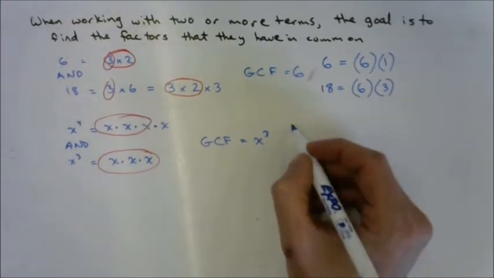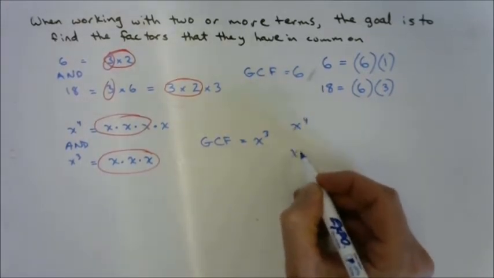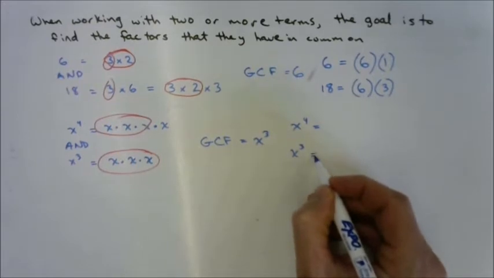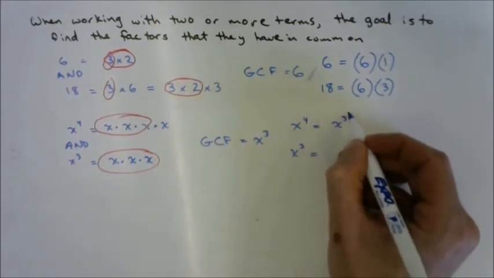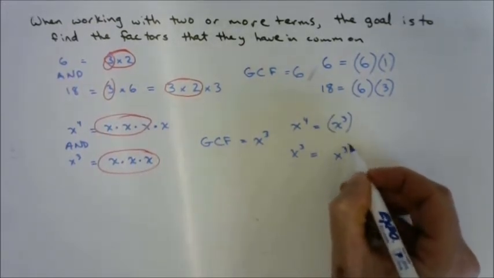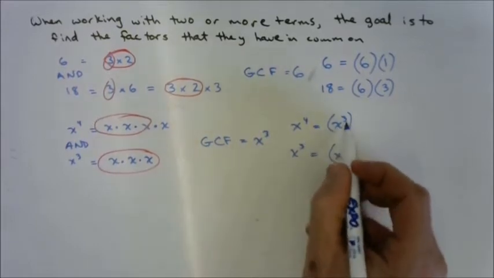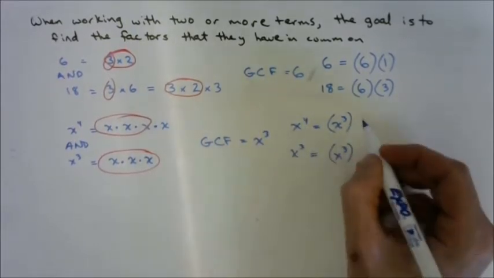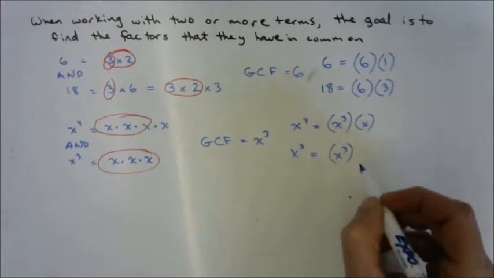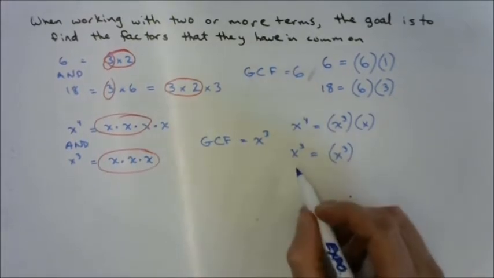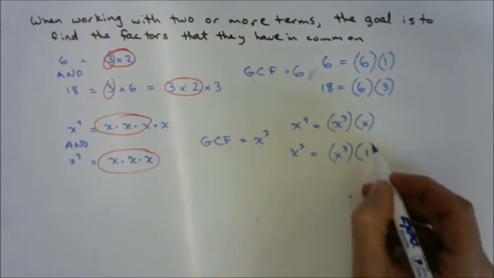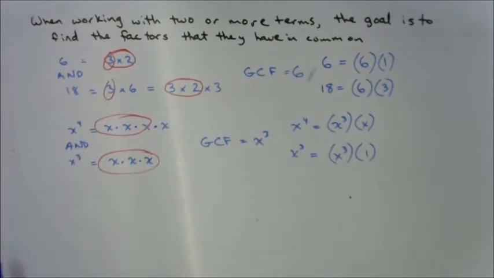Now let's take each of these terms and express them as a product of 2 factors where the first factor is the greatest common factor. What times x cubed is x to the power of 4? x. One more factor of x. What times x cubed is x to the power of 3? 1. Excellent. Thank you very much.